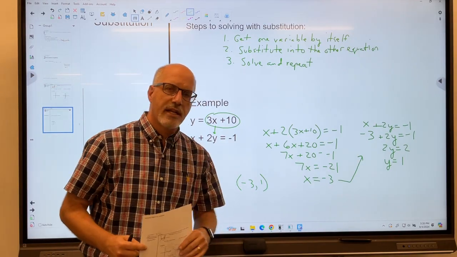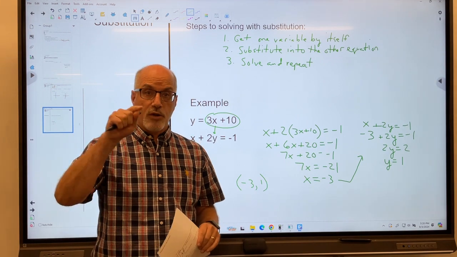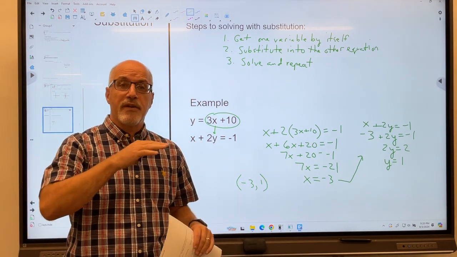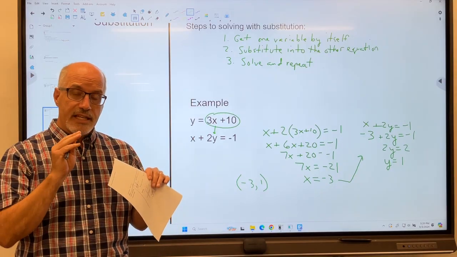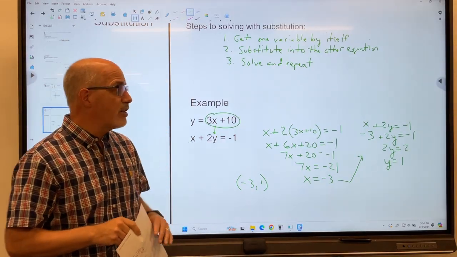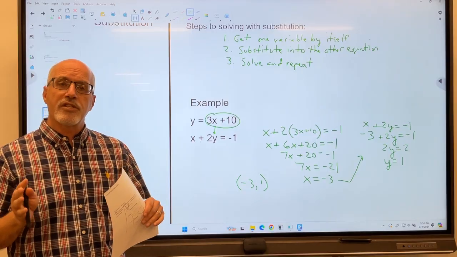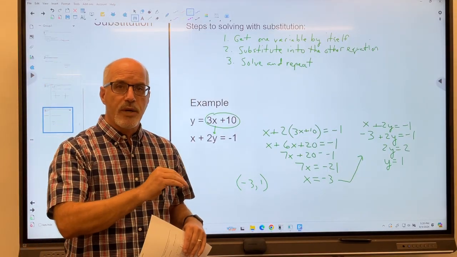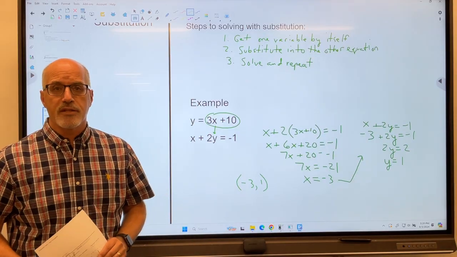So the first thing we did was we solved inequalities by graphing both and using the graph to see which graph was above the other or below the other to solve the inequality, looking at the intersection points to help determine the intervals. And then second, we looked at substitution. We went ahead and took our system of equations, got one variable by itself, substituted into the other equation, solved, and then repeated to find the solution for our system of equations.